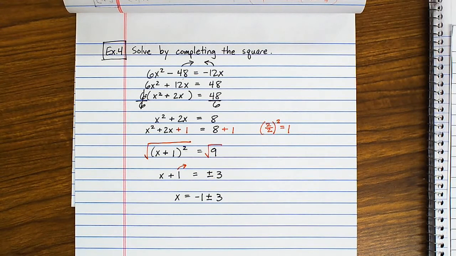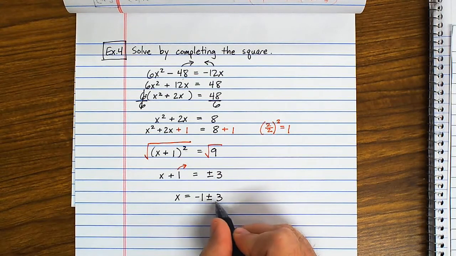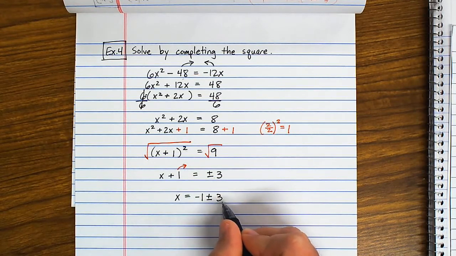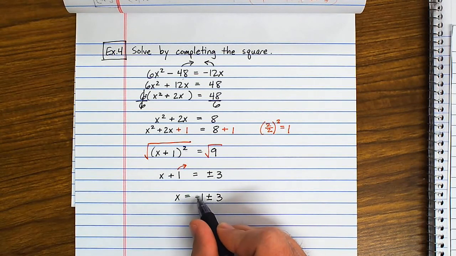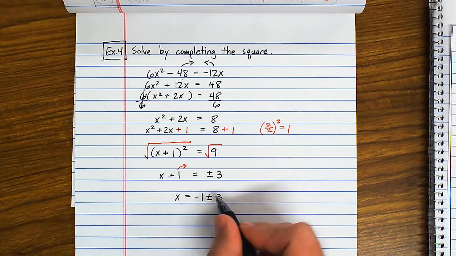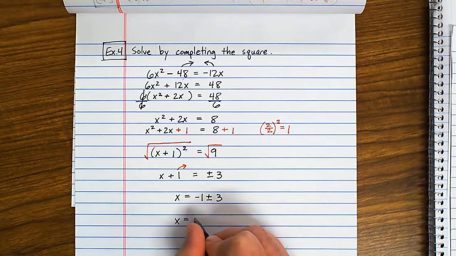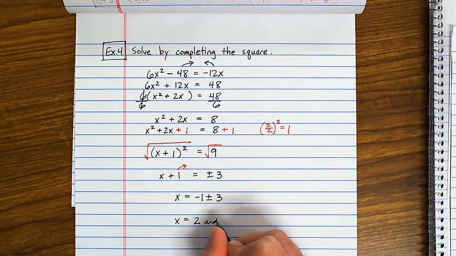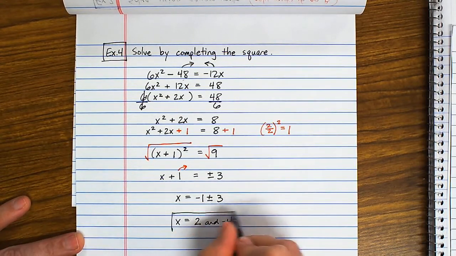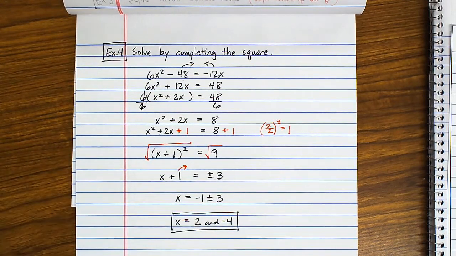which, hear this part, very important, if this was a radical, you would be done. Because it's a whole number, we can actually solve this now. So this is negative 1 plus 3. Negative 1 plus 3 is positive 2, so x equals 2. And negative 1 minus 3. Negative 1 minus 3 is negative 4. So we get those two answers right there.